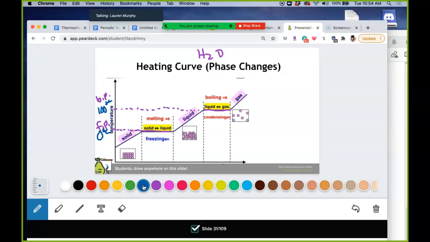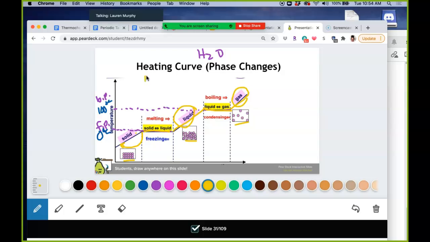So the whole point is that if you're below the freezing point, you're solid. If you're in between the freezing and the boiling point, you're a liquid. If you are past the boiling point, you are a gas. And then it shows you the particles. Solids are compacted, liquids are less compacted, and gases are fully apart. Questions so far?